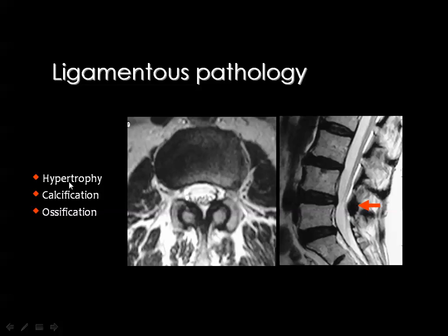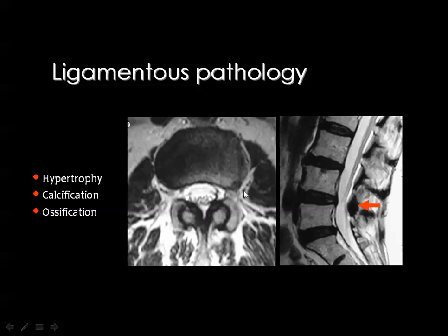We have ligamentous hypertrophy, ligamentous calcification, and ligamentous ossification. Of course, what's important for us concerning the ligaments is the ligament which is inside the spinal canal. And we have two ligaments inside the spinal canal, the ligamenta flava and the posterior longitudinal ligament. These ligaments may hypertrophy, may calcify, and may ossify.